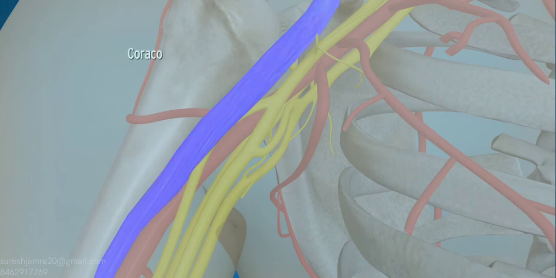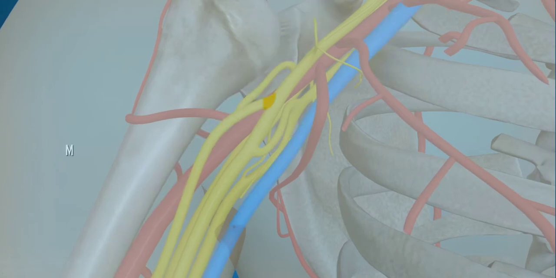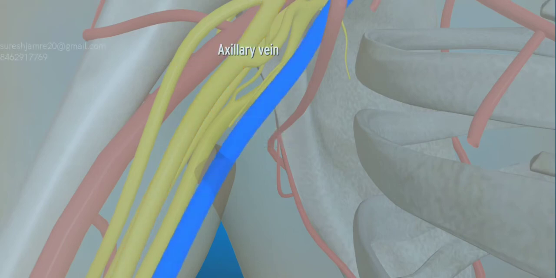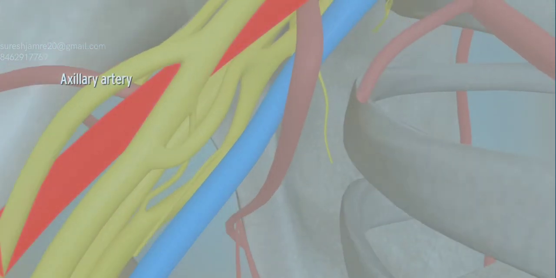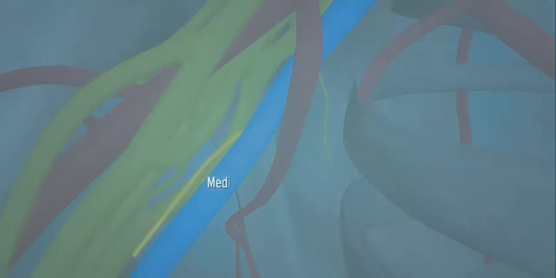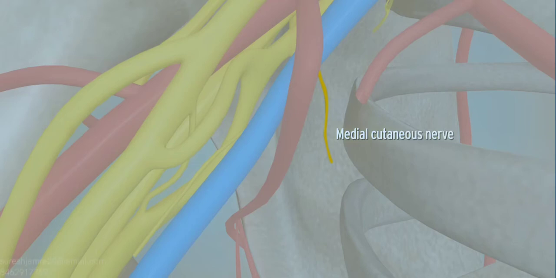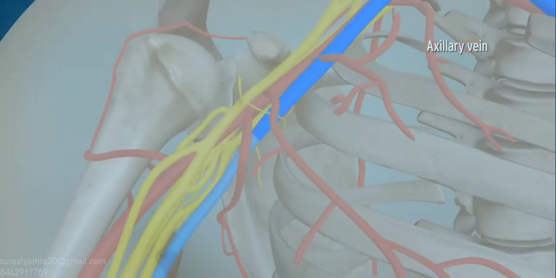Laterally, coracobrachialis muscle, musculocutaneous nerve and lateral root of the median nerve in the upper part. Trunk of the median nerve in the lower part. Medially, axillary vein. Between axillary artery and vein, there is presence of medial cutaneous nerve of arm and ulnar nerve. Further, medial to the axillary vein, there is presence of medial cutaneous nerve of the arm. Axillary vein is present medially throughout the course of the artery.